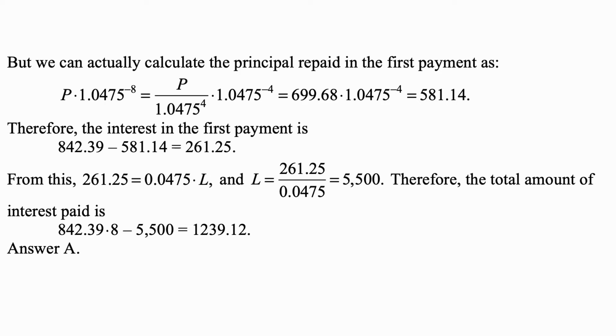Therefore, the total amount of interest paid is 8 payments of 842.39, so 8 times 842.39, minus 5,500, and that's equal to 1,239.12, which is answer A.